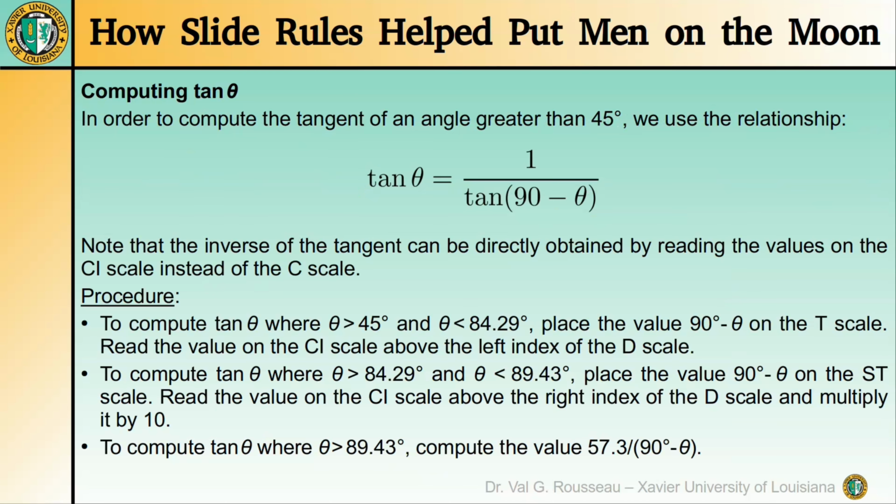Now, in order to compute the tangent of angles that are greater than 45 degrees, we use the identity shown, namely, the tangent of an angle is equal to the inverse of the tangent of the complementary angle. Note that computing the inverse of the tangent does not require any extra operation, since the inverse value can be read directly on the CI scale instead of the C scale.